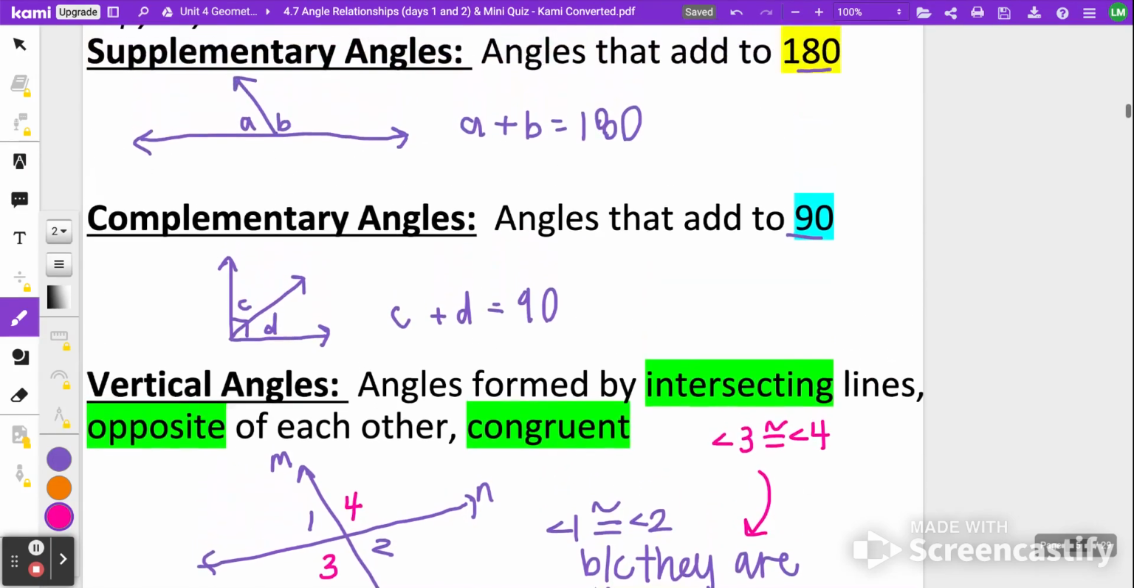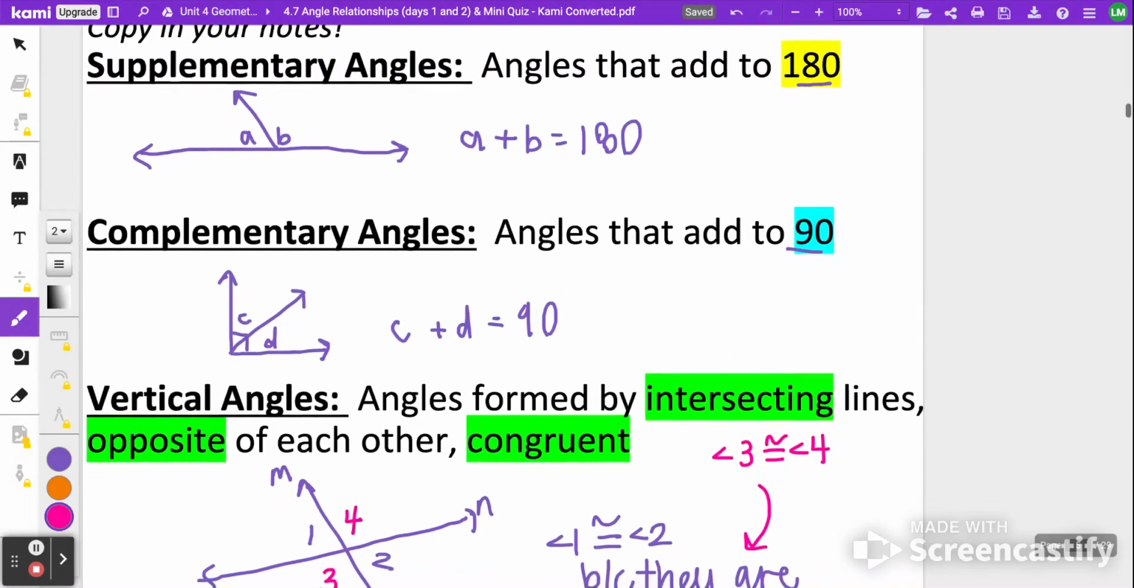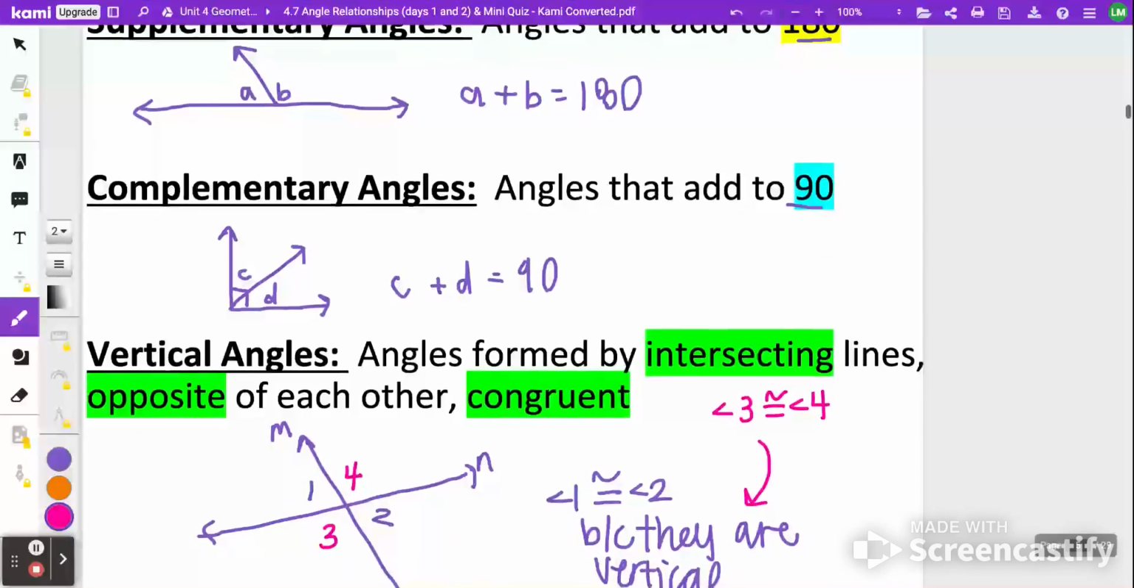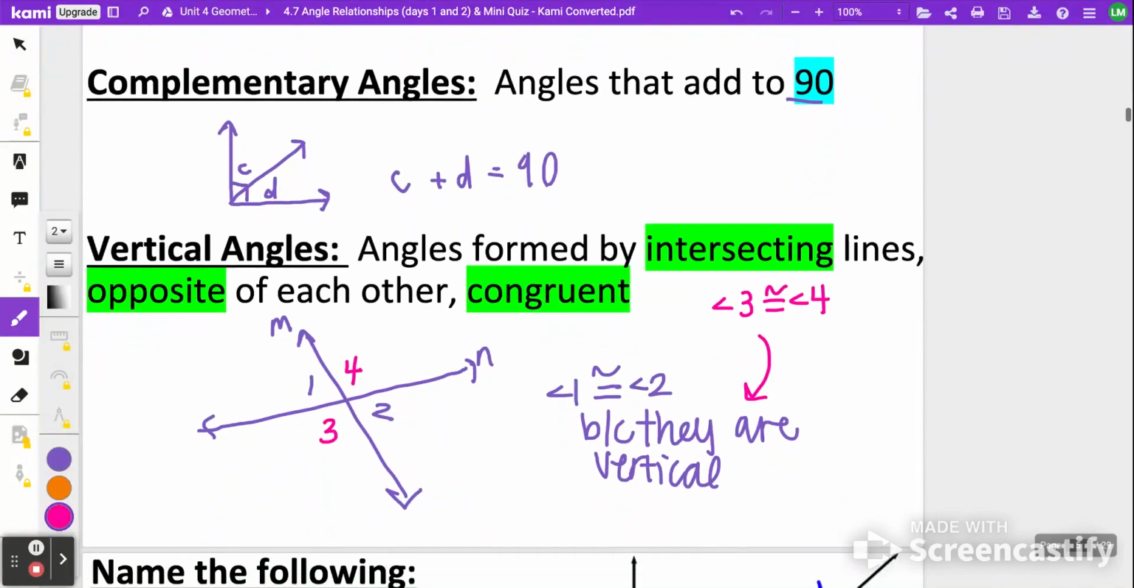Make sure you have these 3 definitions copied down in your notes. When you're ready, go ahead and click play so we can go on and try some examples.